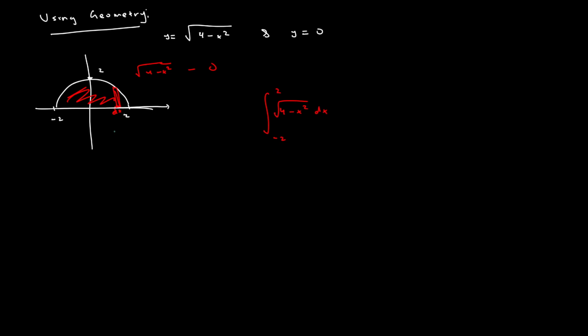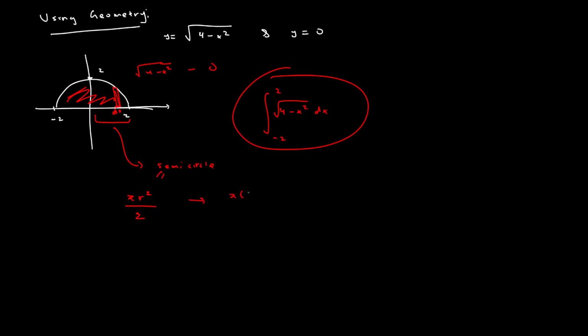But we also know that this is a semicircle with radius 2. And so instead of solving this integral, which will probably take more time and you're prone to mistakes, we can simply apply what we know about semicircles. So this is a semicircle. We know that the area of a circle is pi r squared. And so half a circle is just pi r squared over 2. And we know the radius is 2, so we can easily evaluate the area being pi times 2 squared divided by 2, which is simply equal to 2 pi.